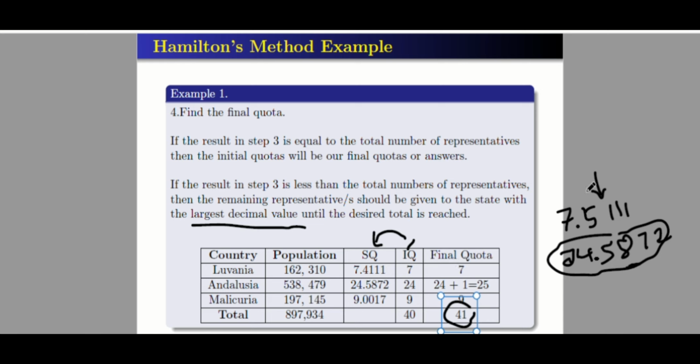So the point here is we must look for the larger decimal value. If they are the same, move to the right. If they are the same again, if this is 8, then again move to the third decimal place, in order for us to find the largest decimal value and to distribute the remaining representatives.